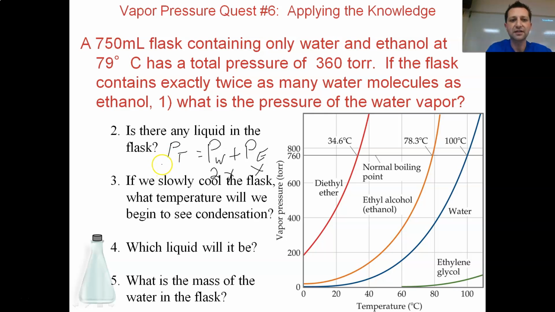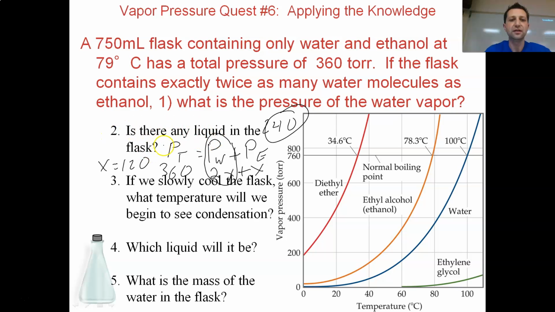Total pressure is 360. Okay, a little bit of algebra. 360 equals 3x, 2x plus x. Simplify, you get x equal to 120. Okay, 120 torr. That tells me that the pressure of water is 240. Okay, partial pressure of water is 240, because it's twice as much of it as ethanol, right? Twice as many particles, twice as much pressure.